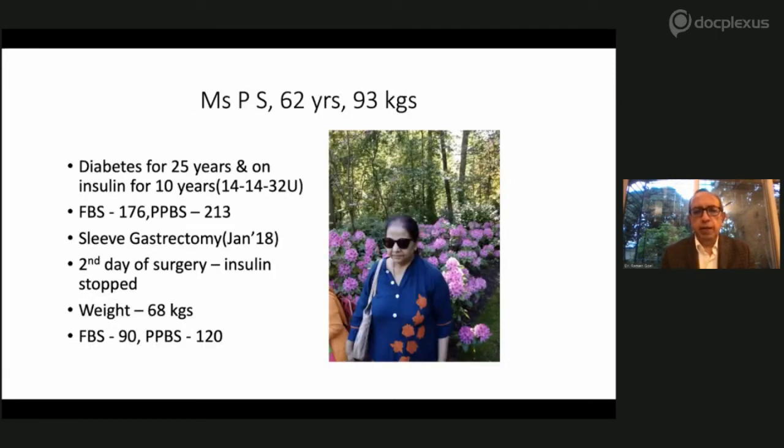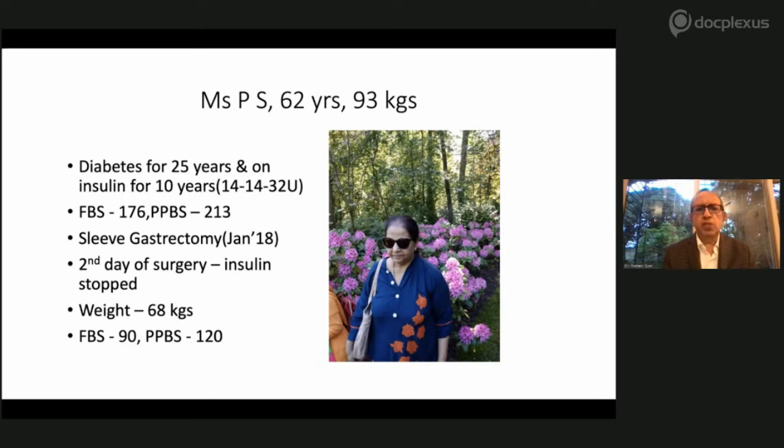But let's look at this lady who was 62 years old when we operated on her a few years back. She was diabetic for 25 years, so duration was long. She was on insulin for 10 years. You see about 56 units of insulin. And still her fasting and PP sugars were very high. We offered her surgery in January 18.